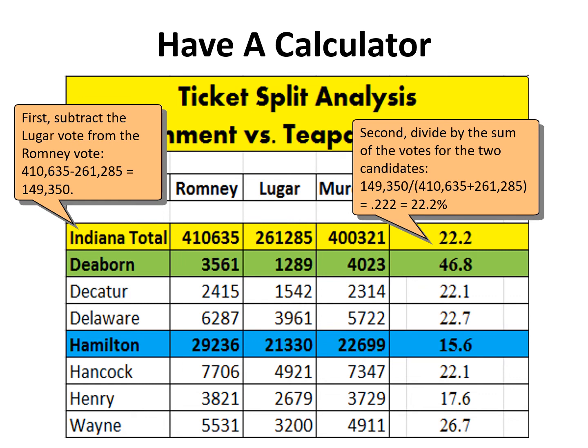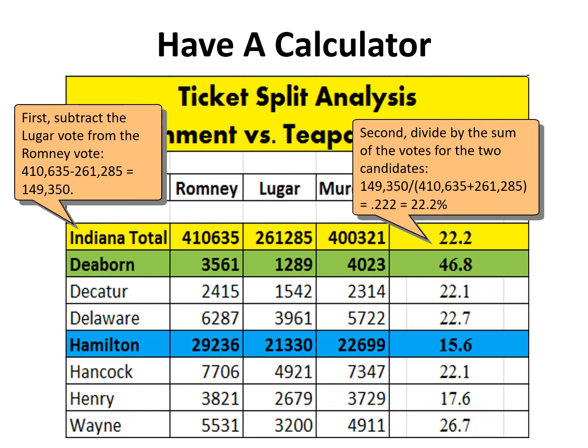Second, we divide that number by the sum of the votes of the two candidates. And so we divide 149,350 by the total of the 410,635 plus 261,285. When we make that division, we get 22.2%.